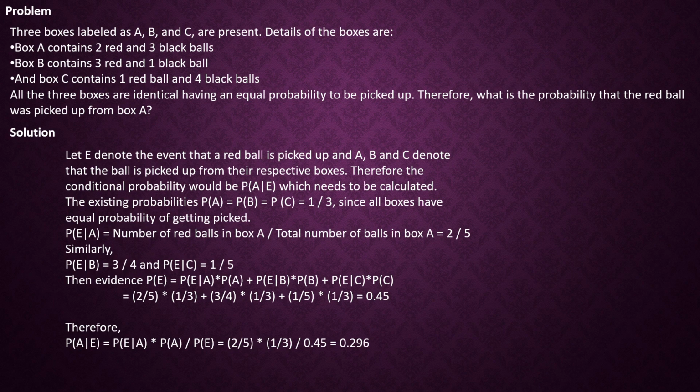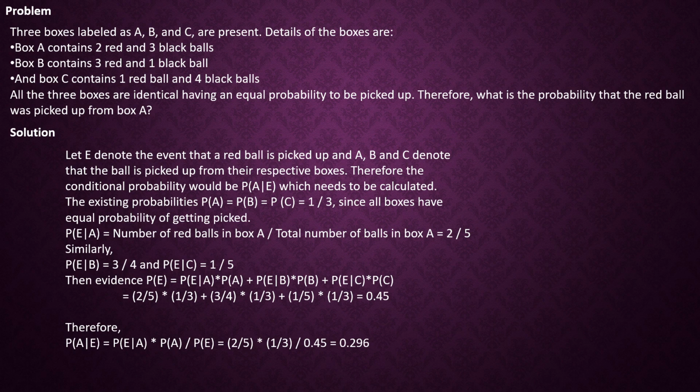This is one example on Bayes theorem. Three boxes labeled as A, B, C are present. Box A contains 2 red and 3 black balls. Box B contains 3 red and 1 black ball, and C contains 1 red and 4 black balls. All the boxes are identical, having an equal probability to be picked up. What is the probability that the red ball was picked up from box A?